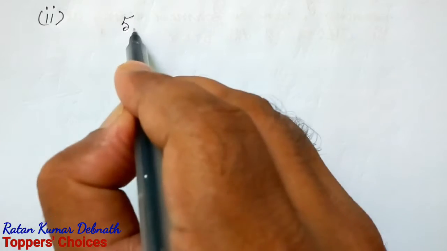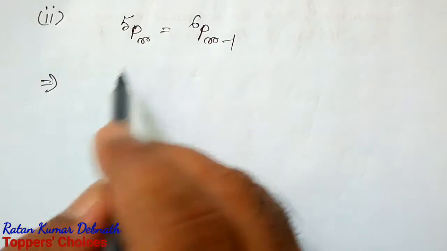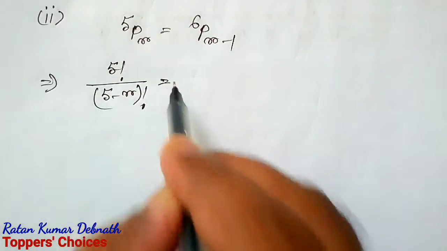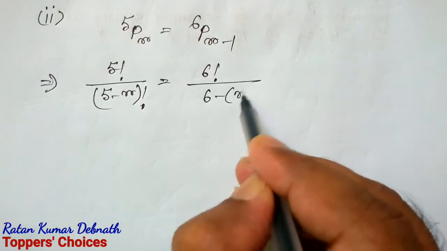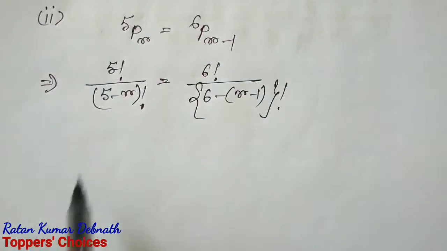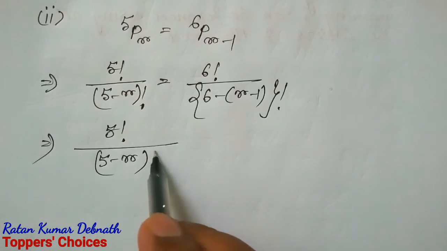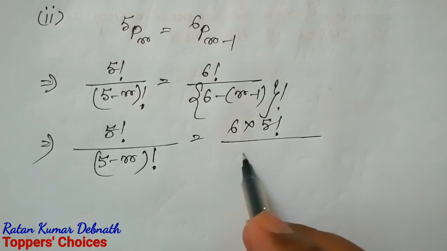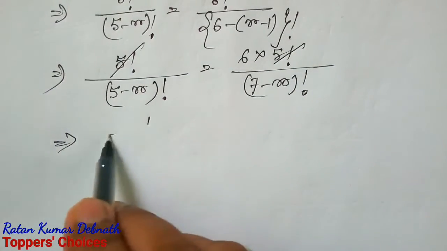Now question number 2 under 7. This is also a similar sum. 5Pr means 5 factorial by 5 minus r factorial, and 6P(r minus 1) means 6 factorial by 6 minus r minus 1 factorial. 5 factorial by 5 minus r factorial equals 6 factorial, which means 6 into 5 factorial, by 7 minus r factorial. Now 5 factorial cancels.